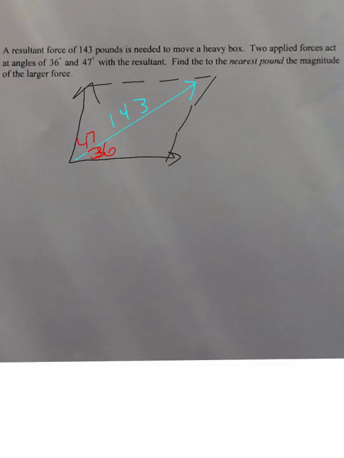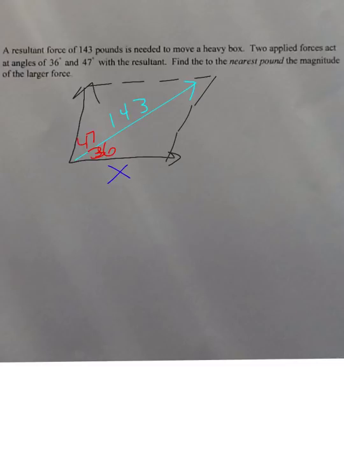Now which one of these is going to be the larger force? Is it this one or this one? Well, it depends on where you put your angles. The larger force will pull the resultant down further closer to it, creating what kind of angle, a bigger angle or a smaller angle? It'll create a smaller angle. So this one here is my smaller angle, 36. That means this one here has to be my larger force. So I'm going to put an X right here.